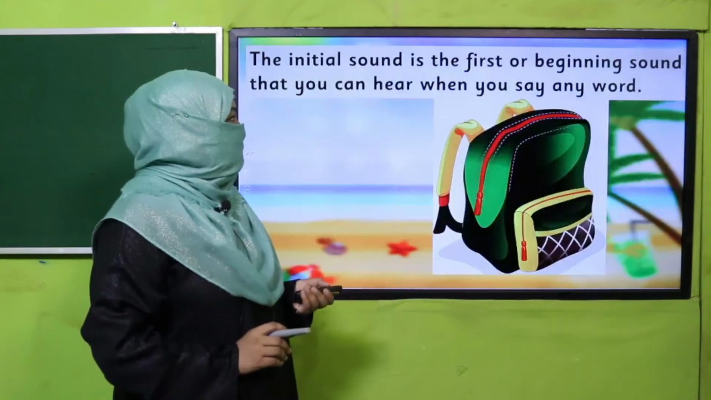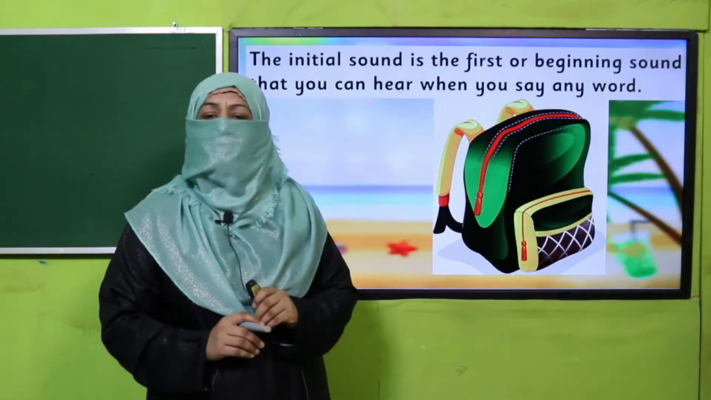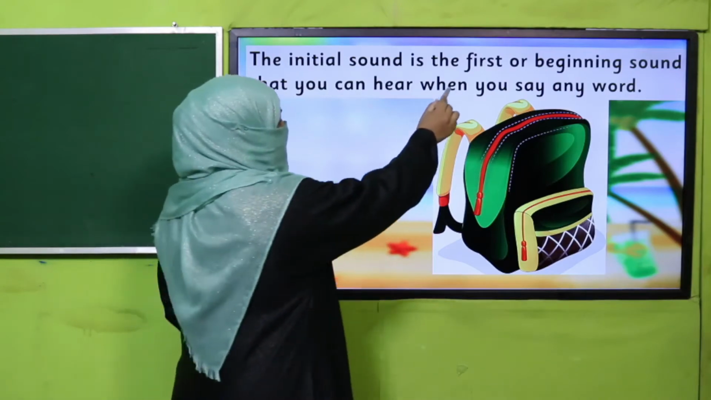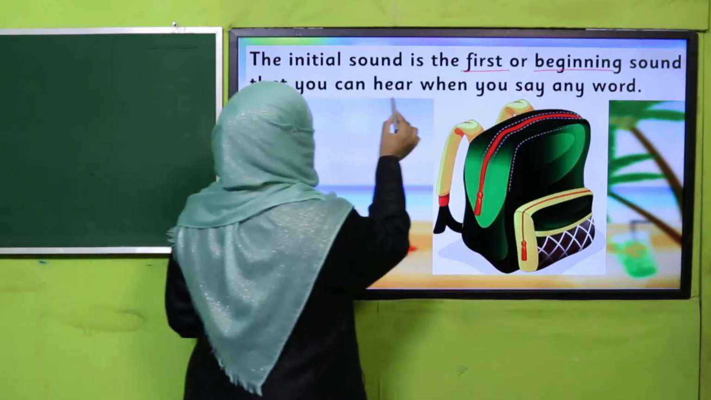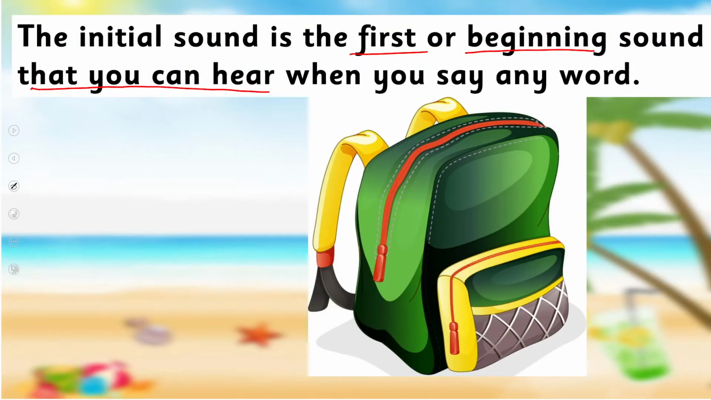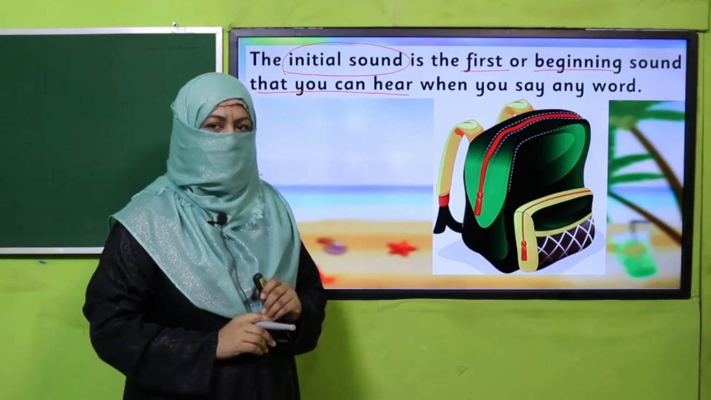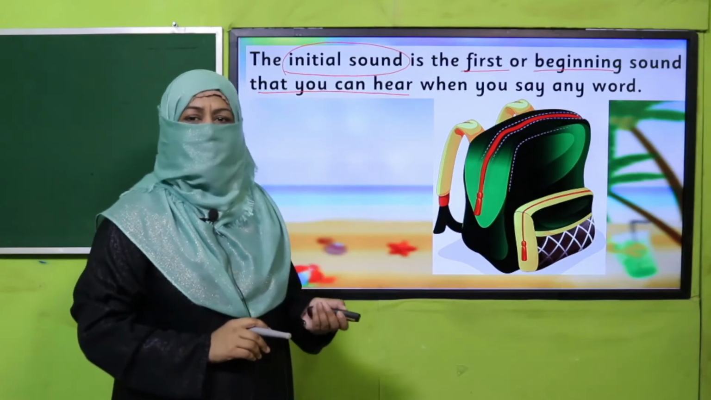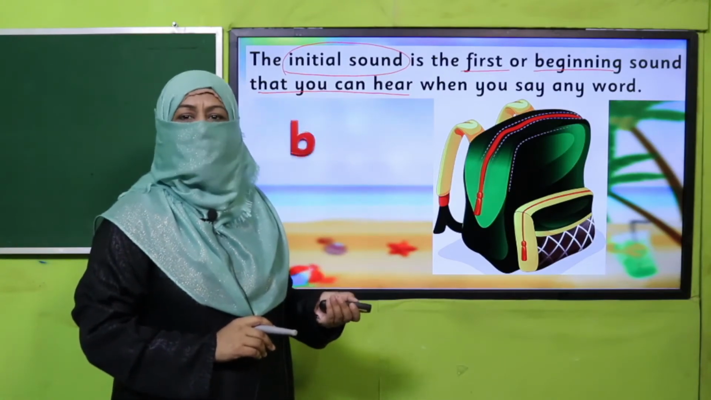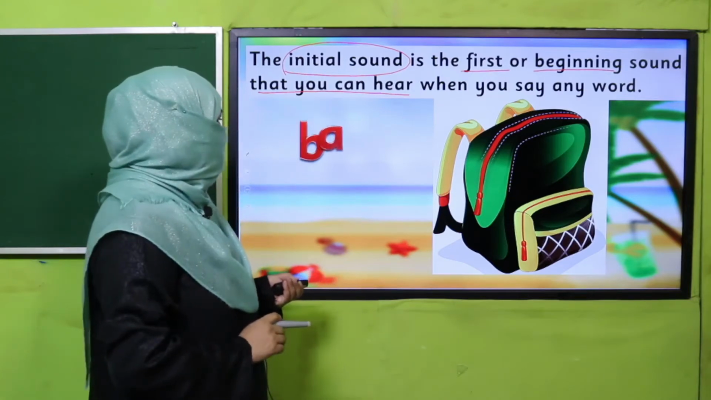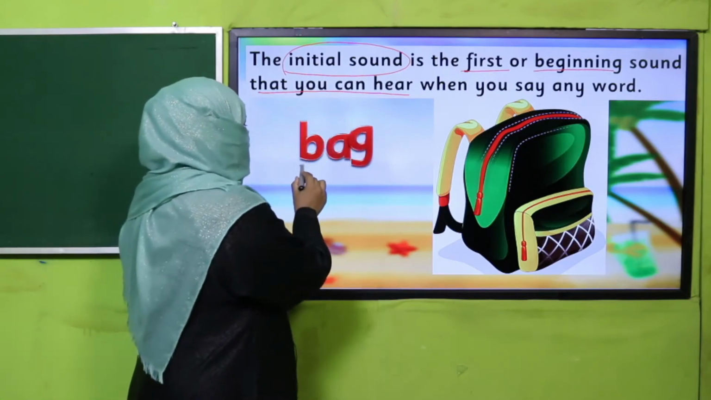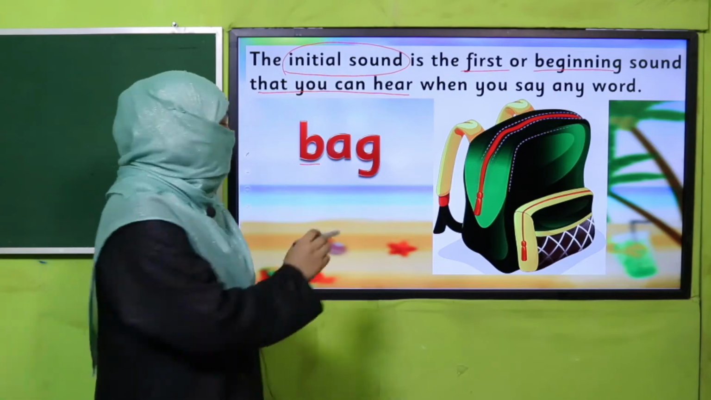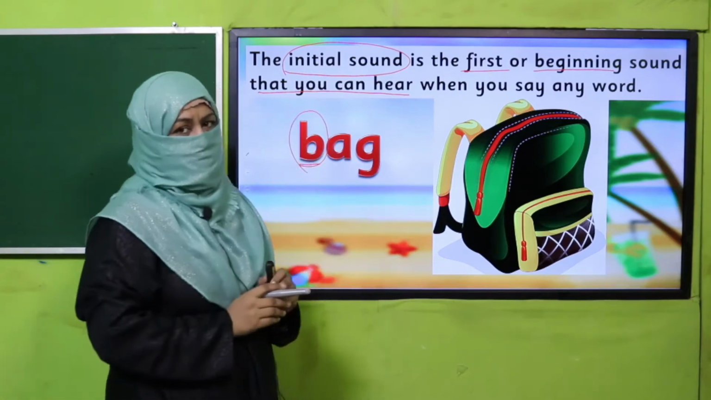And what is initial sound? When we say a word, the first or beginning sound which you can hear is the initial sound, right? For example, look at this picture. Say what is its name? Say it, bag, right? Bag. So what is the initial sound? This B is the initial sound. And you can see this is a consonant.